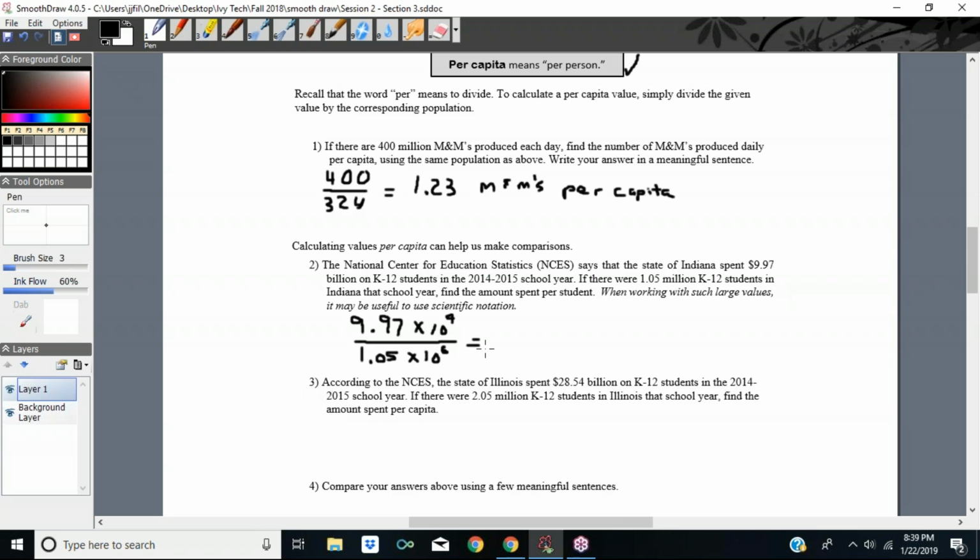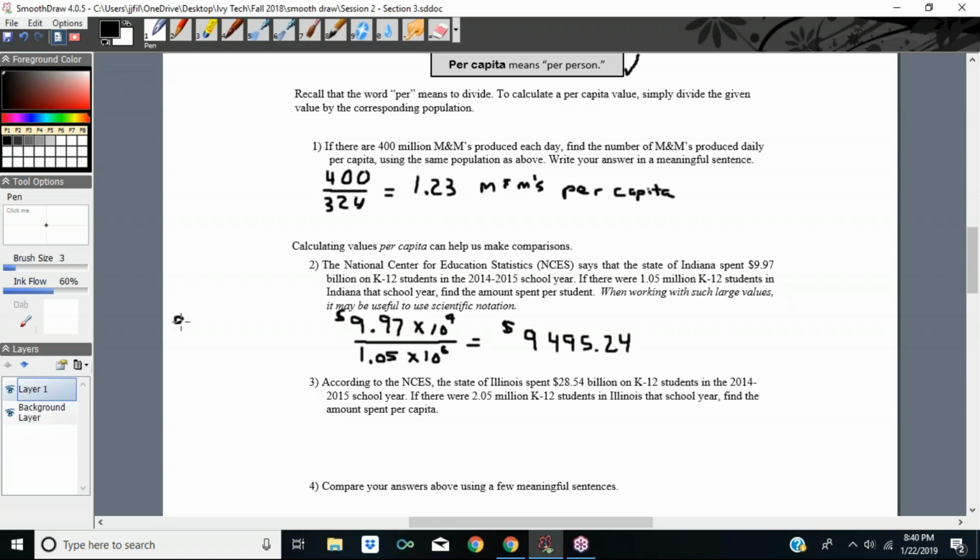You can actually just do this on your calculator. Since we're dealing with dollars, we want to have dollars and cents for our answer, so we can take this out to the nearest penny. Oh, look, Kelsey, looks like you got it there. And Kaylee, out to the nearest penny. That looks great. So it is dollars per student. It's going to be $9,495.24.